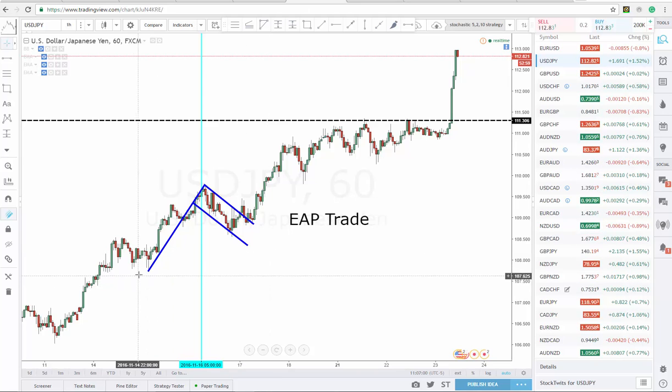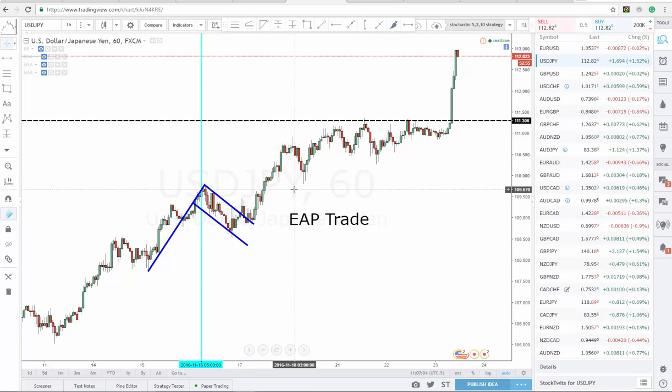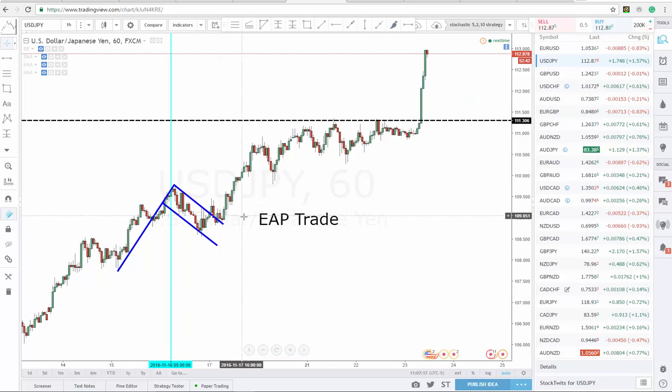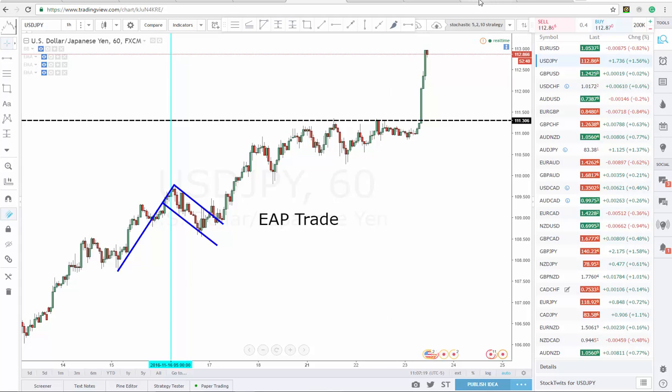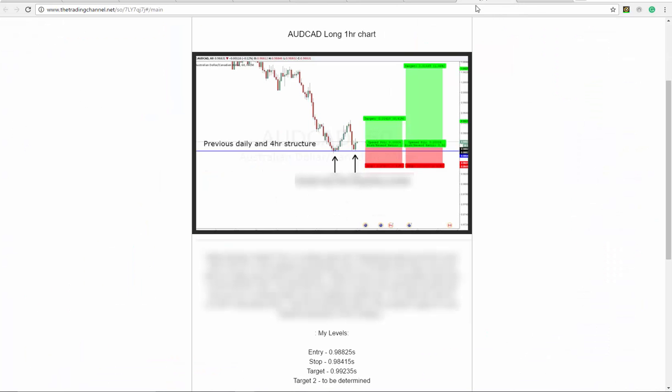But we knew we were in the breakout condition and decided to take this breakout trade to the long side. That is an example of email analysis, which you'll receive 3 to 5 times a week. Another example of the email analysis is the Aussie Canada long trade that I posted on TradingView. I explained exactly why I wanted to be in this trade, and I always give my entry, stop, and at least my first target on each of the trades that I send out.